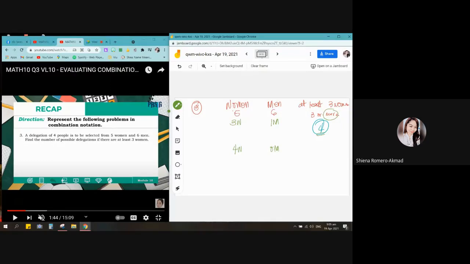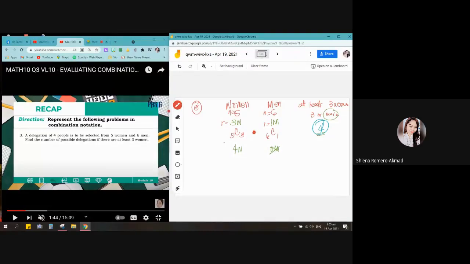Okay. Dahil 0 men na, hindi na natin kailangan i-represent. Let's answer this, 3 women. So, that's combination of 5. Ito yung 5, ito yung n ninyo. Taken, ito yung magiging r, 3 at a time. Then, our n here sa men is 6. So, combination of 6. Our r is 1, taken 1 at a time.